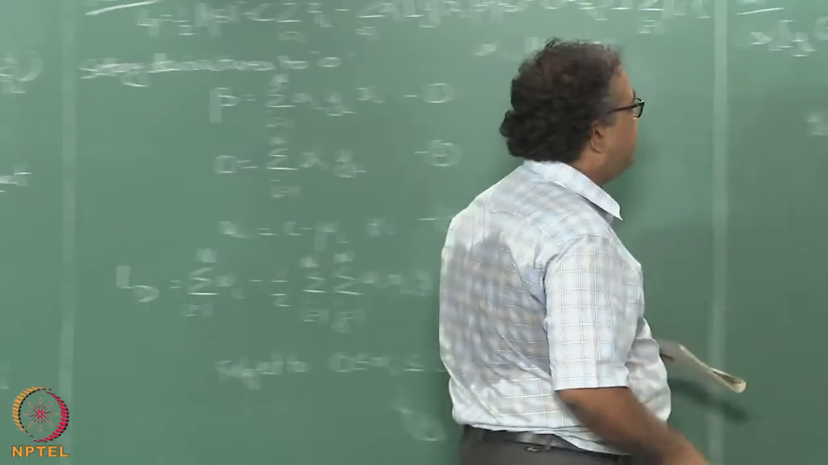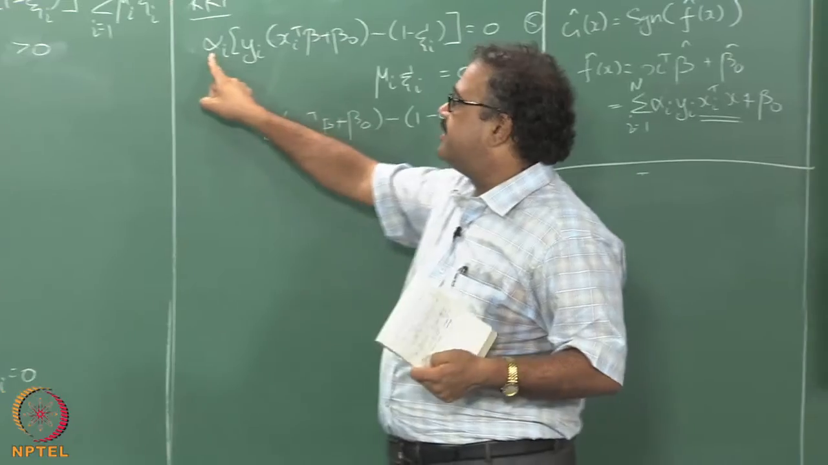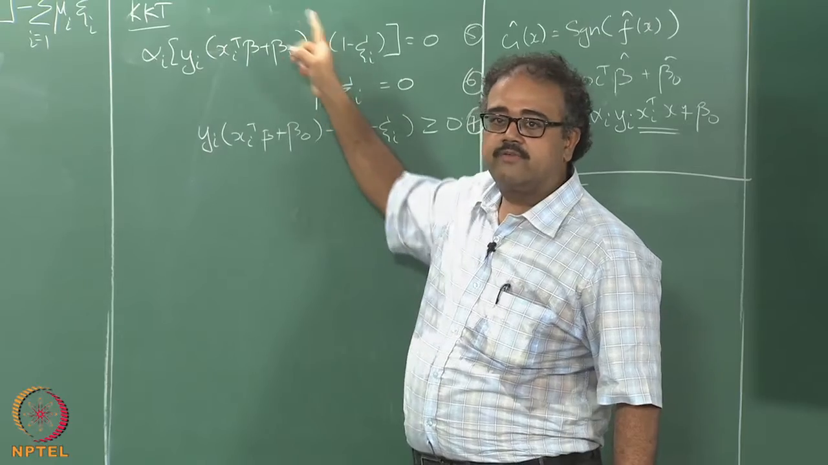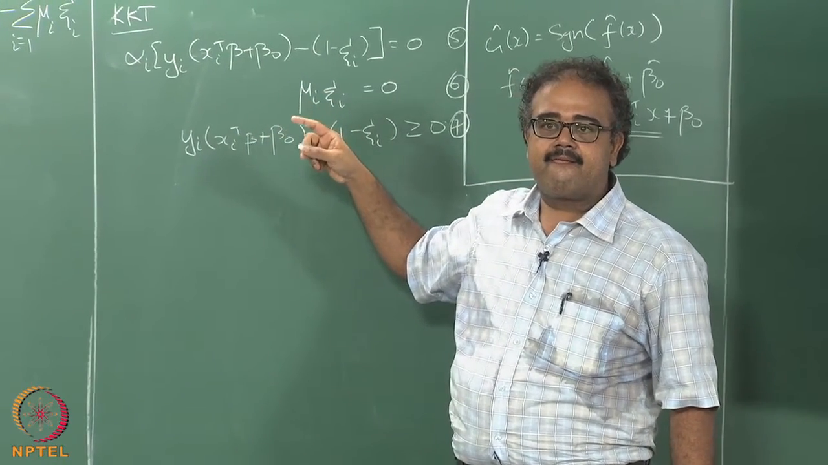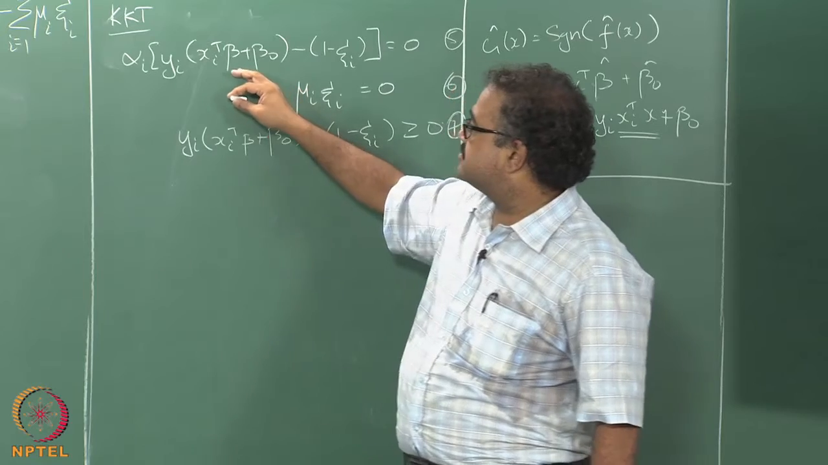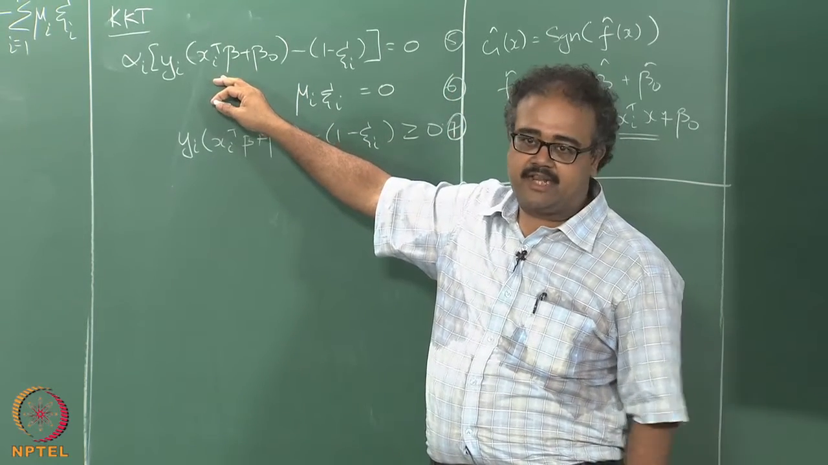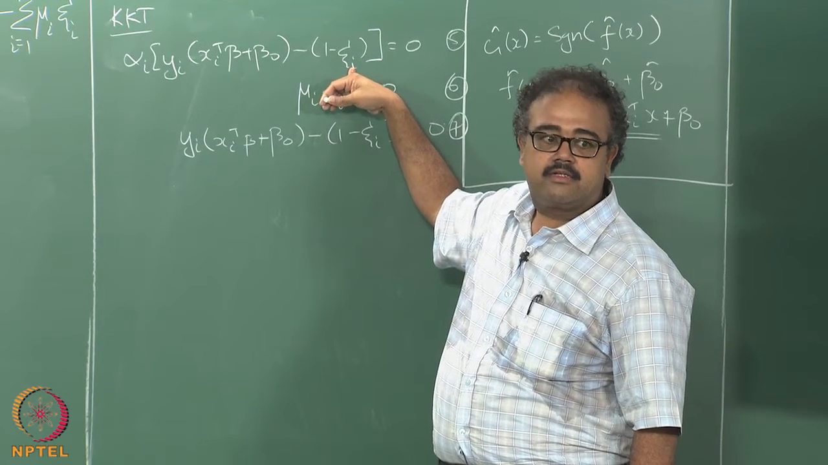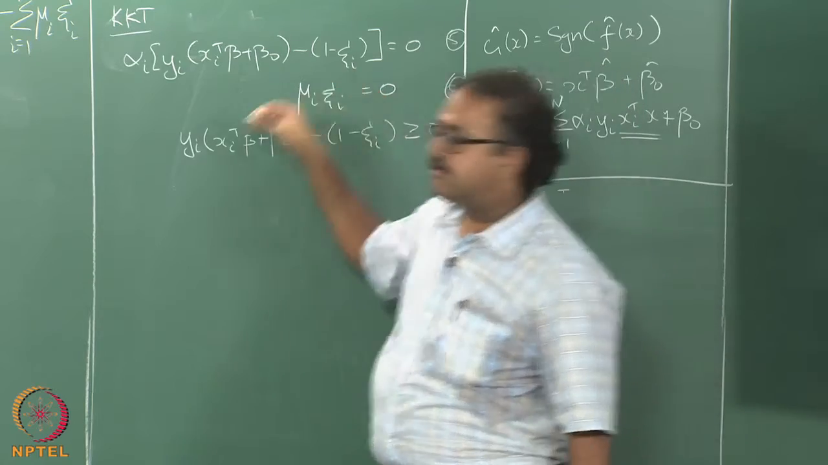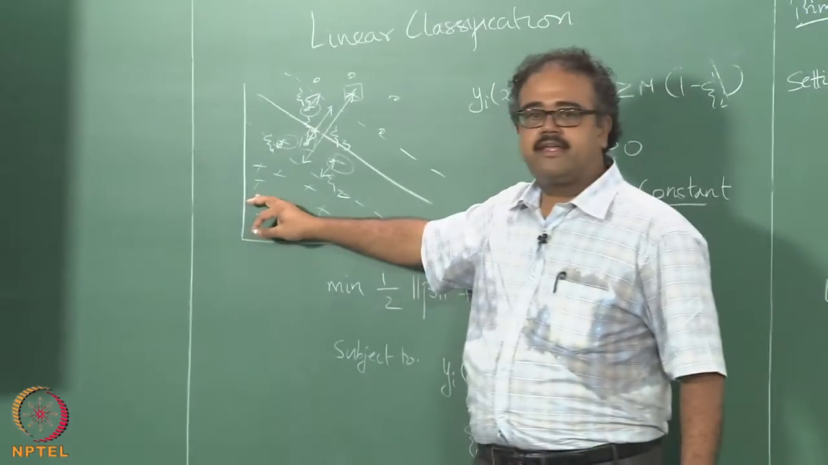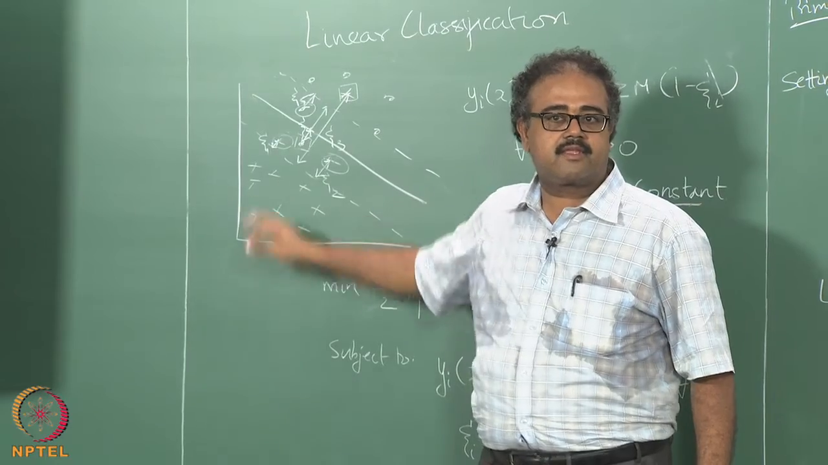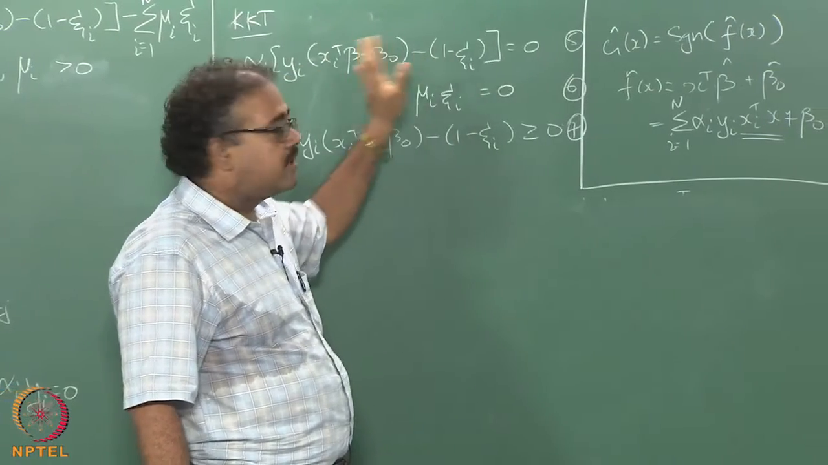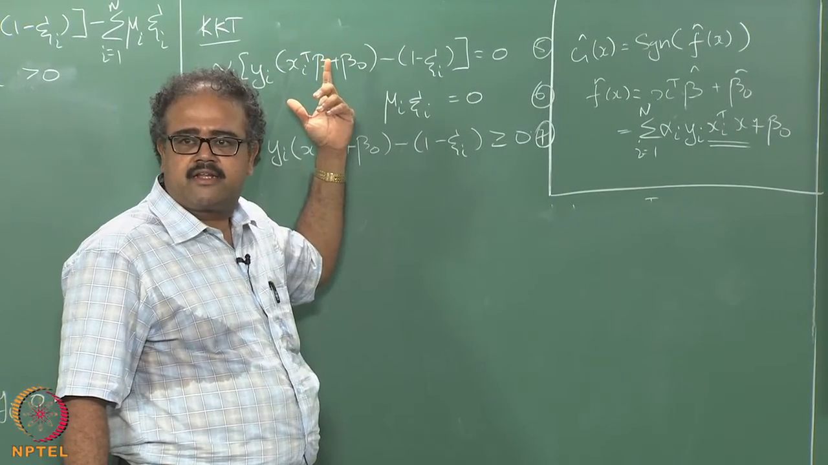Now let's look at when it will be non-zero. Right, so when will alpha be 0 and the whole thing is non-zero? Right, when it lies at a large enough distance on the right side of the margin, right? What about xi? Xi will be 0. Somewhere here, xi will be 0, right? So when xi is 0, you will be left with this term alone, right? Minus 1. That's just exactly the same condition that we had earlier, right?